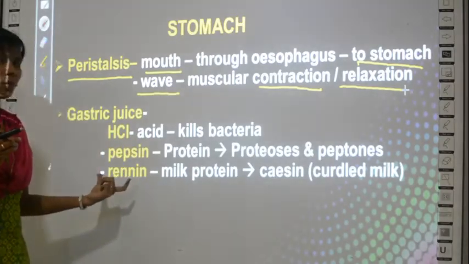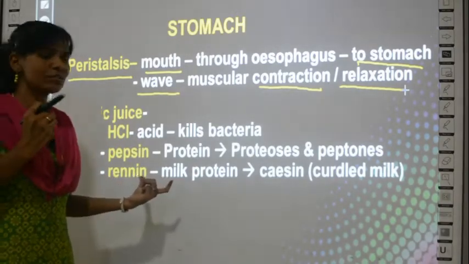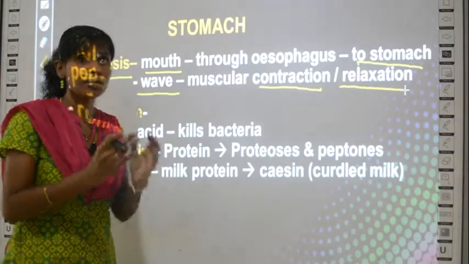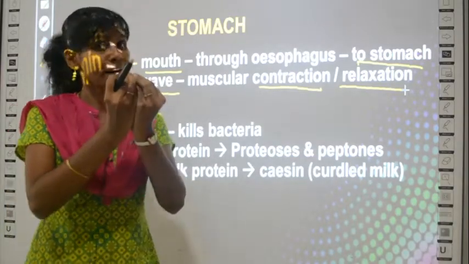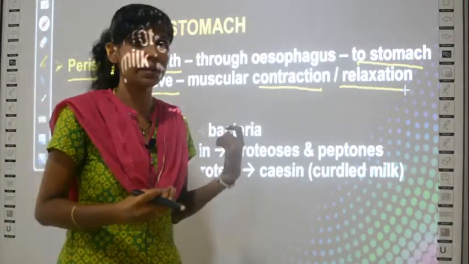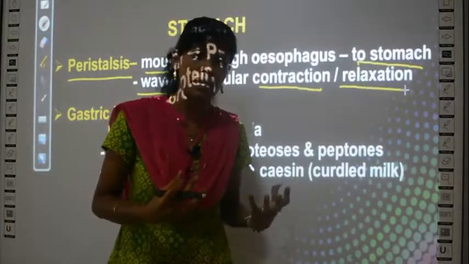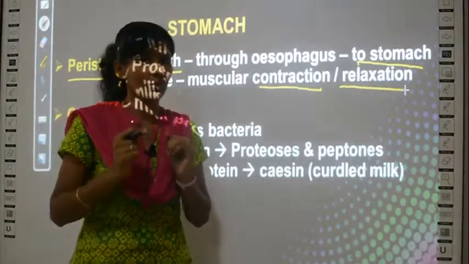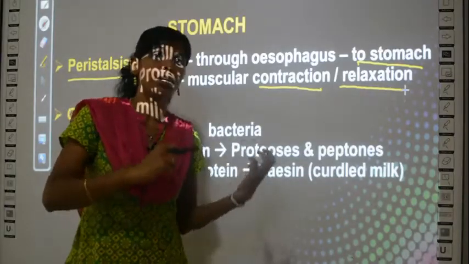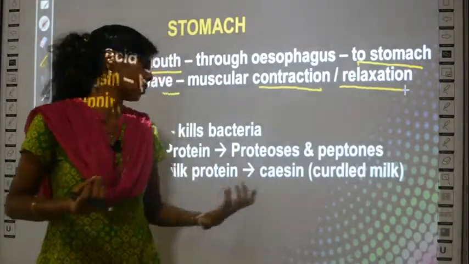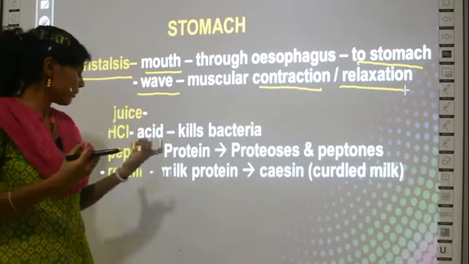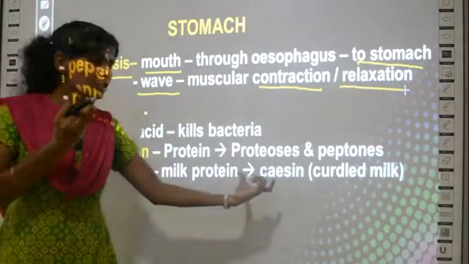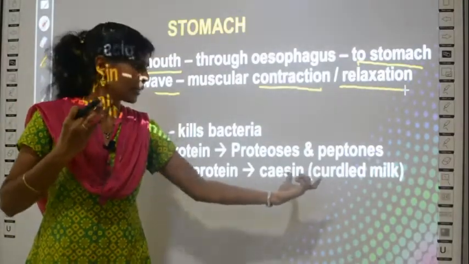So there is one more enzyme called renin. What is the function of renin? We have already studied, renin is found in infants. What is the speciality of renin? When the infants drink milk, the milk is broken down, I told you an enzyme's function is to break down, right? So renin breaks the milk down into a smaller substance called casein. So milk is the bigger particle, casein is the smaller particle. That's why there is curdling of milk.